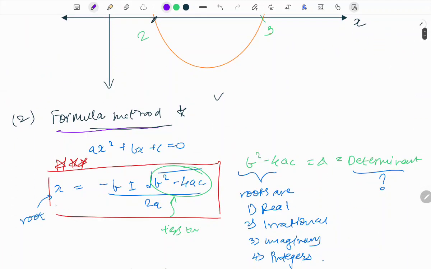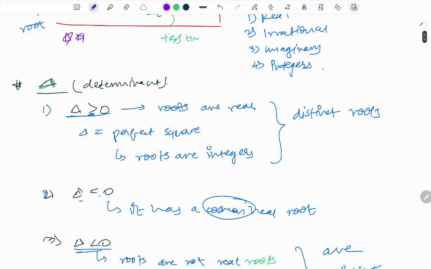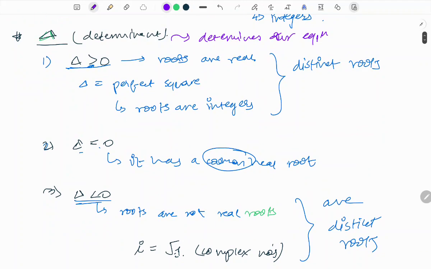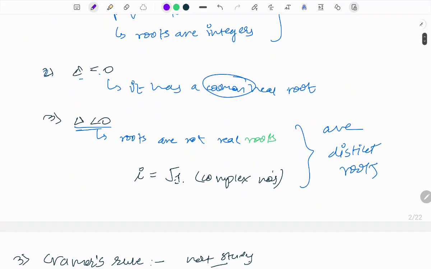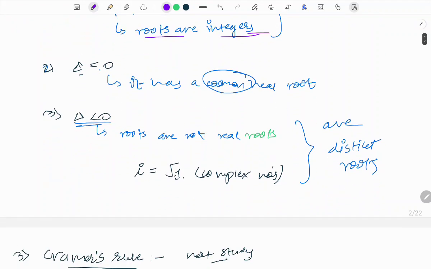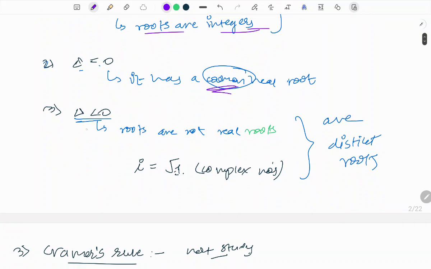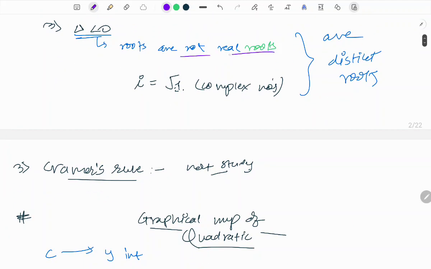Now methods of solving quadratic: the first is the factorization method. The second is the formula method, in which we have to learn this formula, minus b plus minus the square root of b square minus 4ac. This term is also known as delta. And now delta, the discriminant, determines our equation. If delta is greater than 0, then the roots are real. This is important. And if delta is a perfect square, then the roots are integers. This is also important. And delta equal to 0, there is a common root. Delta less than 0, then the roots are not real.